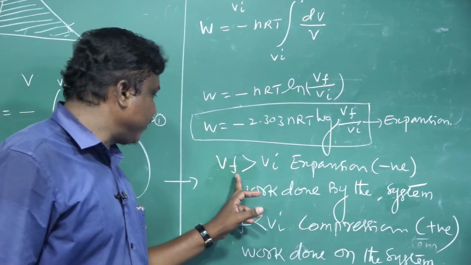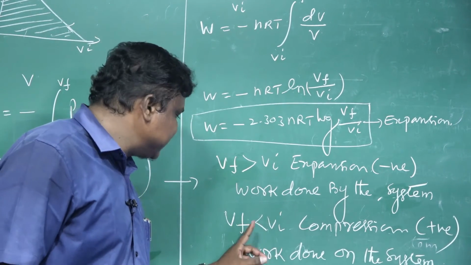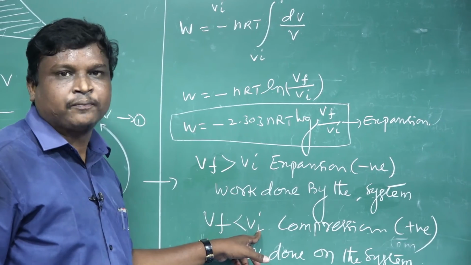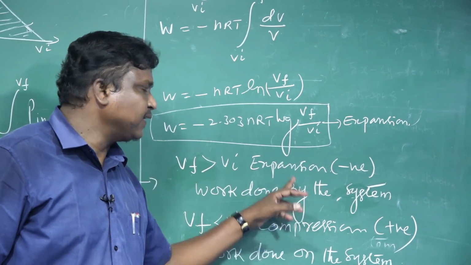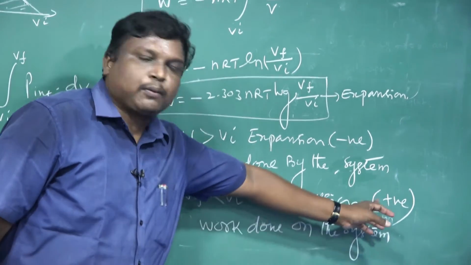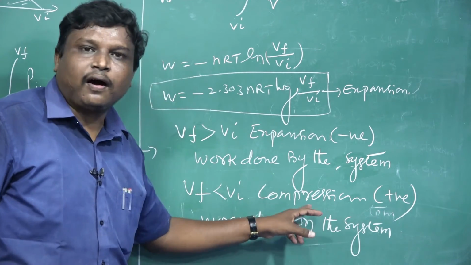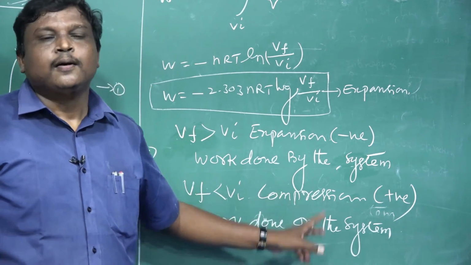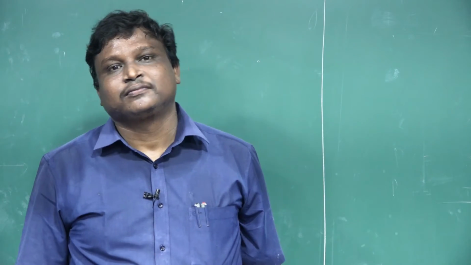Finally, when the final volume is greater than the initial volume, the value becomes negative, expansion, work done by the system. When the volume decreases, the work becomes positive, so work is positive for compression, work done on the system. This is called pressure volume work, that is PV work.